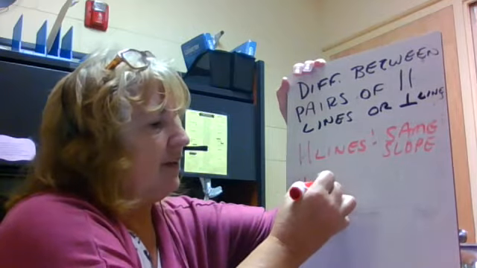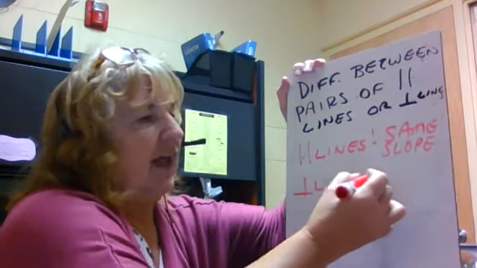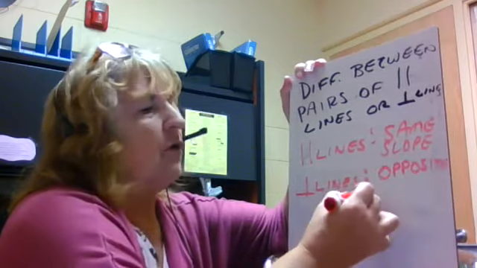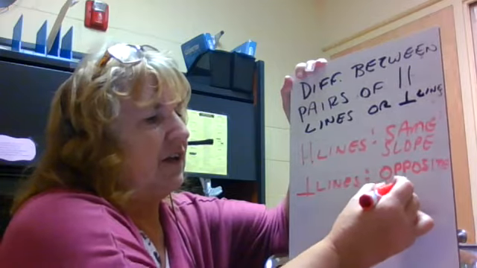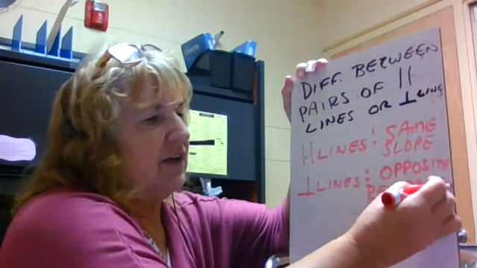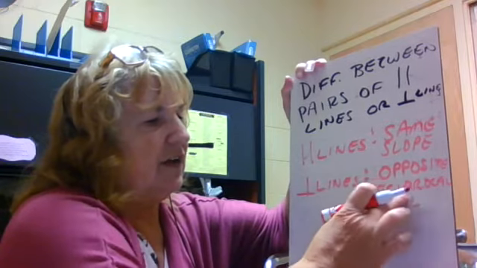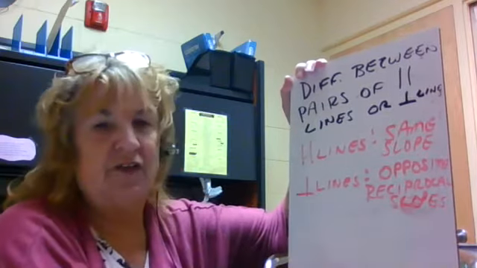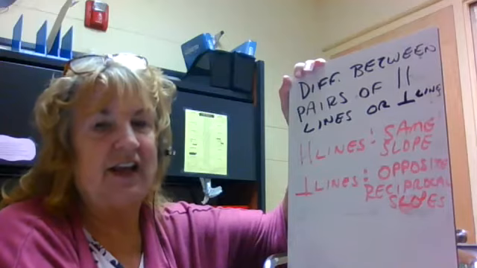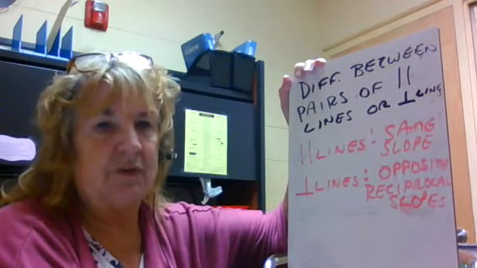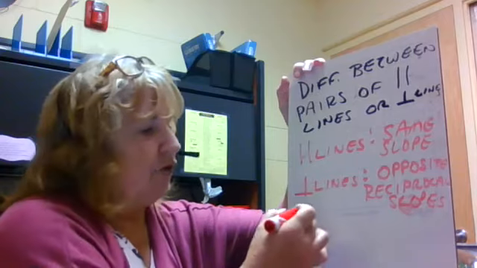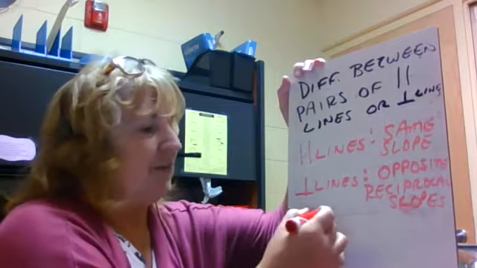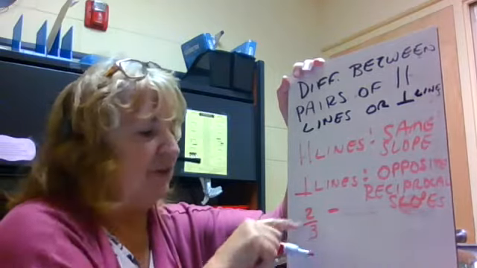Perpendicular lines have opposite reciprocal slopes. Opposite meaning if one is positive, the other is negative. If one is negative, the other one's positive. And then reciprocal means that they flip upside down. So if one slope is 2/3, the other one is the opposite, so it's a negative, and it flips that upside down.